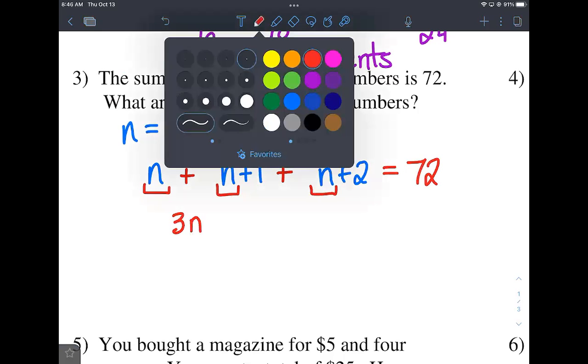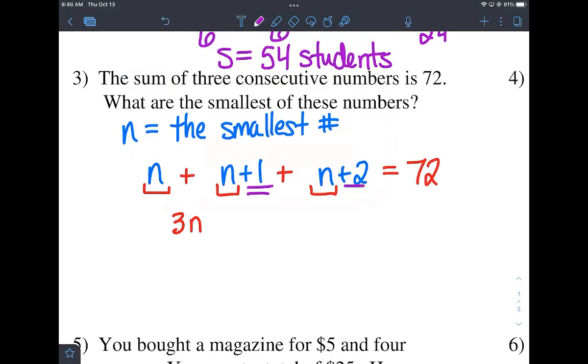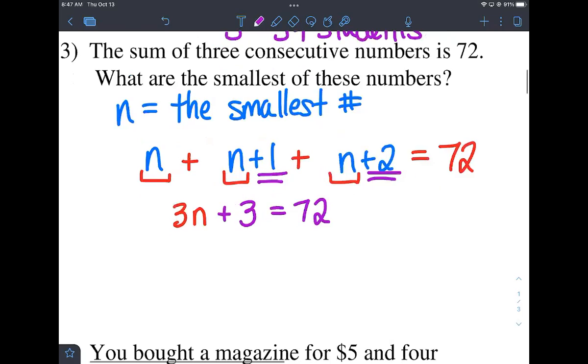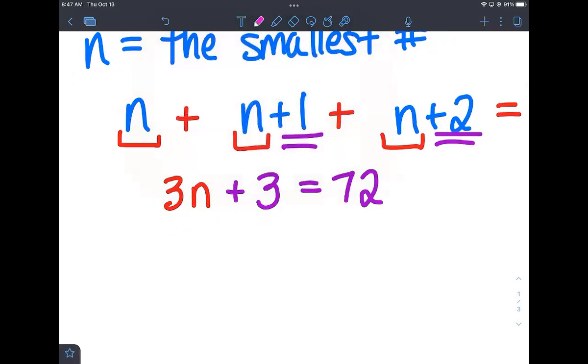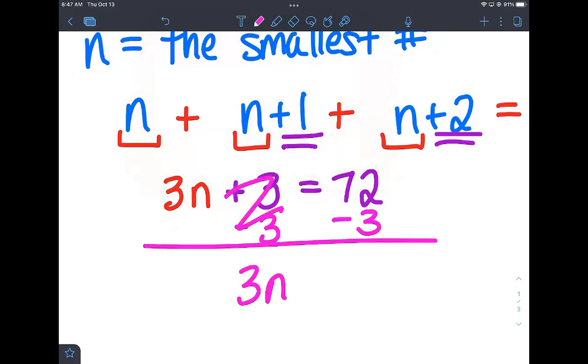Now let's combine our constant terms. What's positive 1 and positive 2 give you? Positive 3. So that whole expression on the left side of the equal sign just simplifies to 3n plus 3 equals 72. Okay. What number do I want to get rid of now, Jade? The positive 3. Yeah, not the 3 in front of the n, but she said the positive 3, the one that's purple there, our constant term. All right, so we're going to subtract 3 from both sides. That's going to give us 3n equals 69.